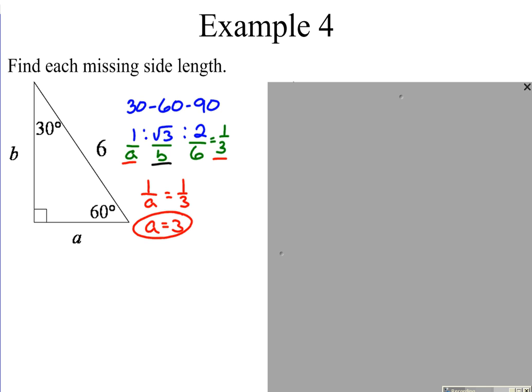I'm going to pick this ratio to find B along with the one that we know. Root 3 over B equals 1 over 3. Cross multiply. B is 3 root 3. There's our two missing sides.